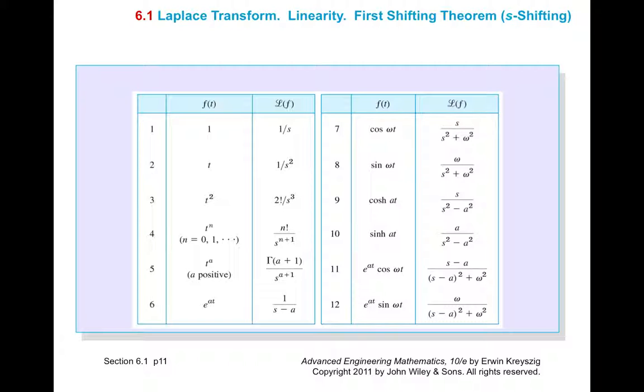Now, how you get this table, and we'll do a little bit of this live in some of the example lectures, is you get this table from taking f of t, plugging it into the integral transform function, completing the integration, and what you get out is what's found in the transform column.